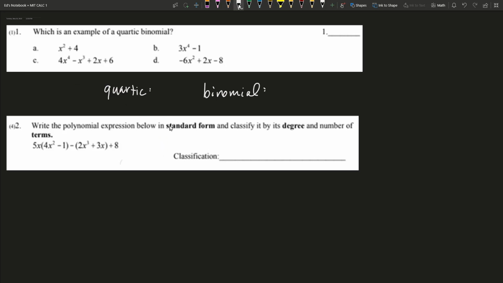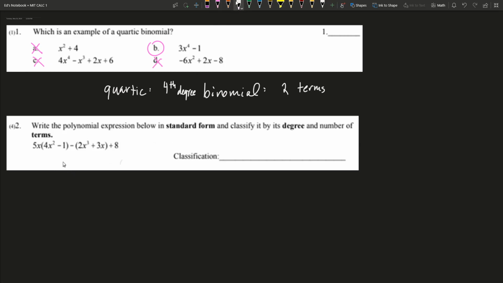possible polynomials. So quartic will mean that it has fourth degree, and binomial will mean it has two terms. So if we look here, this is not fourth degree. This is fourth degree and it is a binomial, so that's a definite. And neither of these are binomials because they have three or more terms.